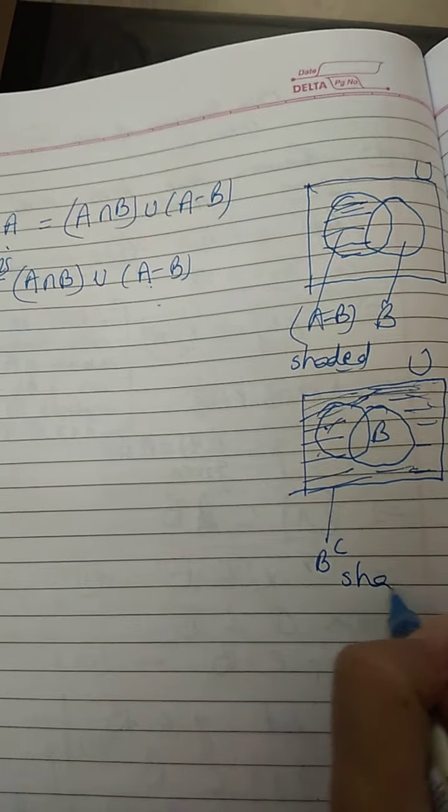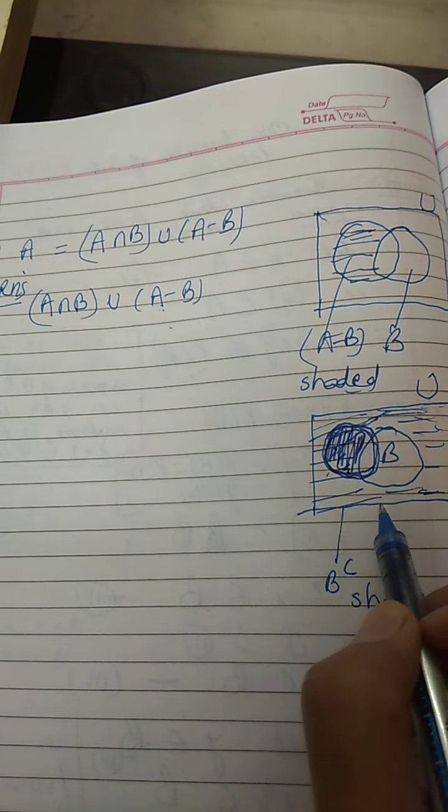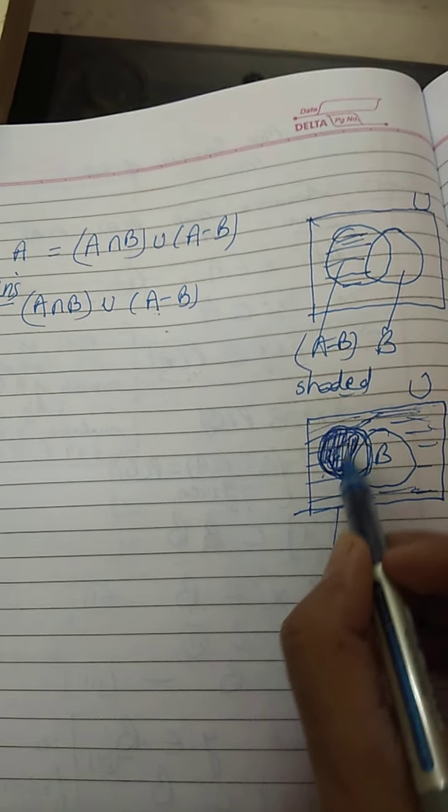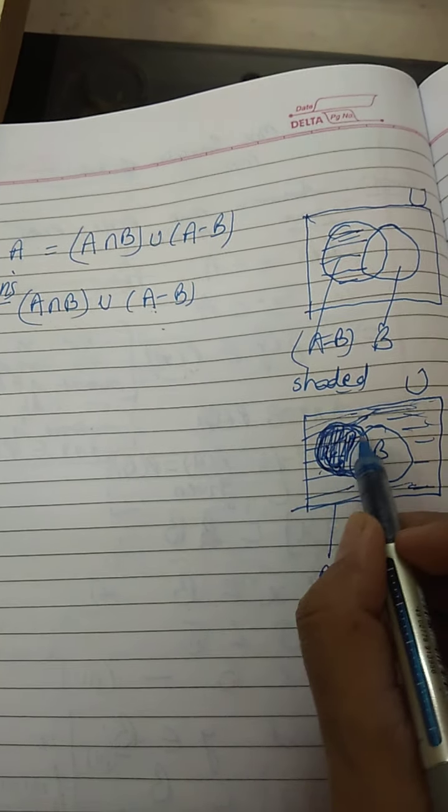Now if I take this B complement with the intersection of A, what is A? This complete region is A. If I take the intersection of set A with B complement, what will we get? We will get only this region, which is common to both. So A intersection B complement gives me once again this region only. And what is this region? Here this region is A intersection B complement.